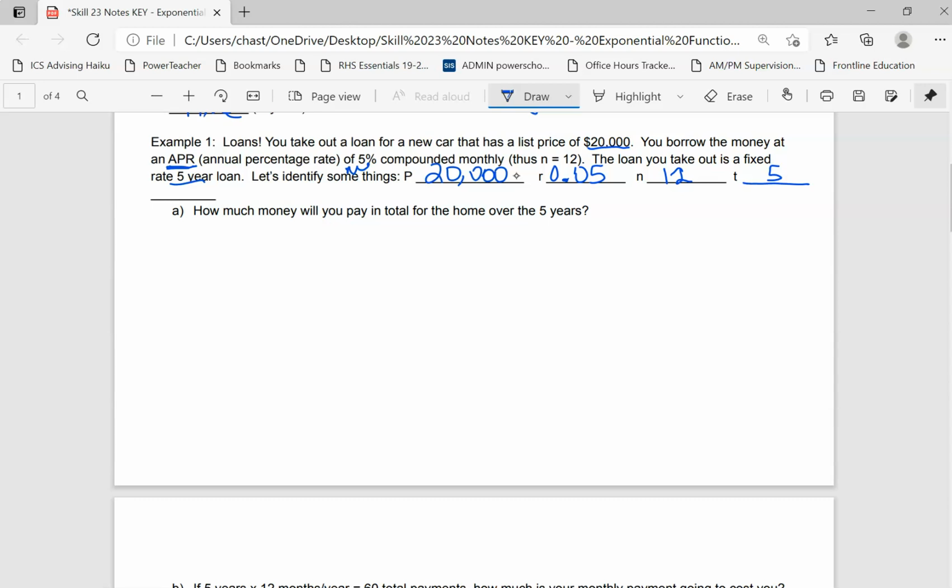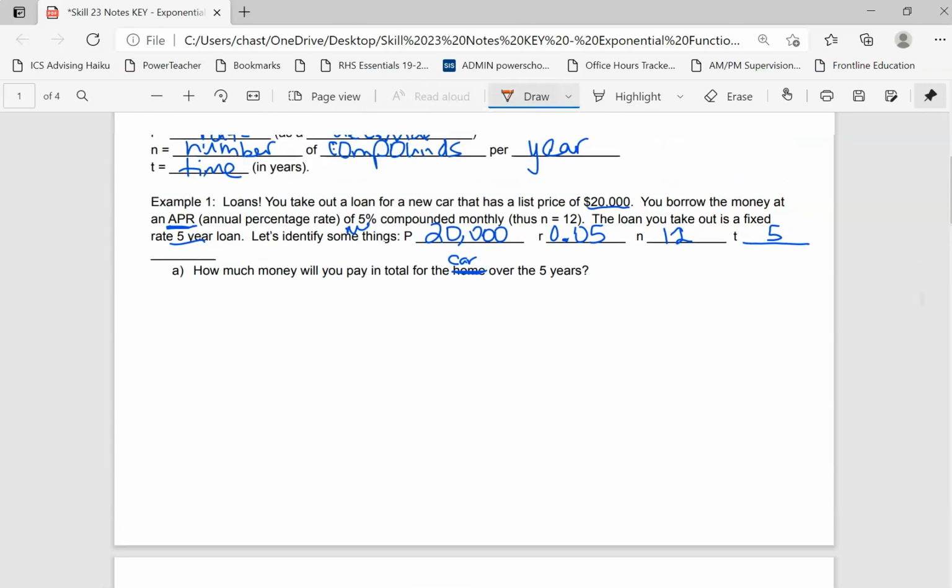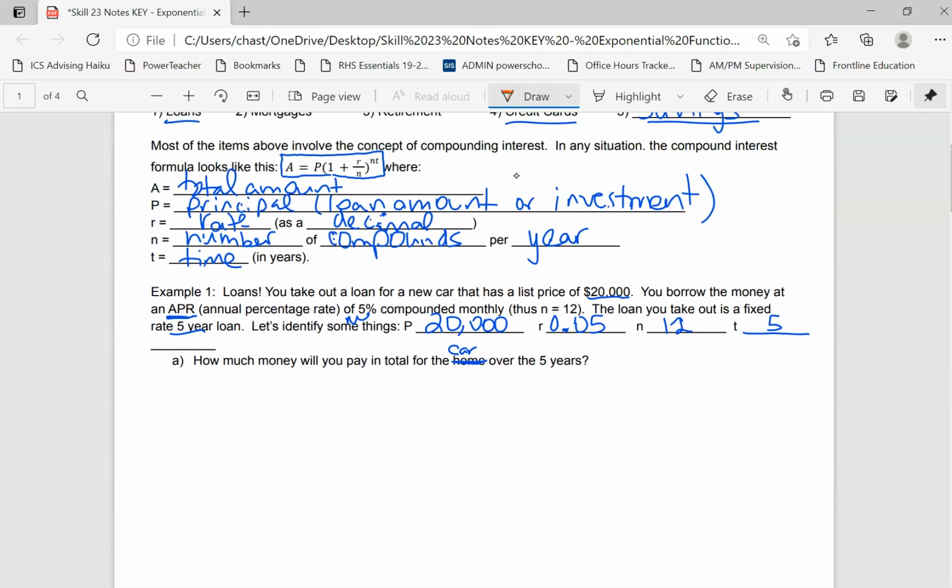So the first question is, how much money will you pay in total for the new car? Okay, so let's apply our formula. A equals our principal, P, which in this case is 20,000, times 1 plus our rate, which is 0.05, divided by n, the number of compounds, which was 12, raised to the power of n times t, so 12 times 5.